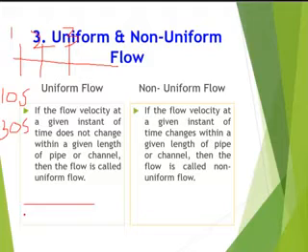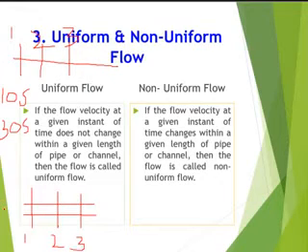An example of a uniform flow is flow through a straight prismatic conduit. It means that flow through a straight pipe of constant diameter is an example of uniform flow. That is, if it is a straight pipe and it is of a constant diameter, then at every point the flow velocity will remain the same.